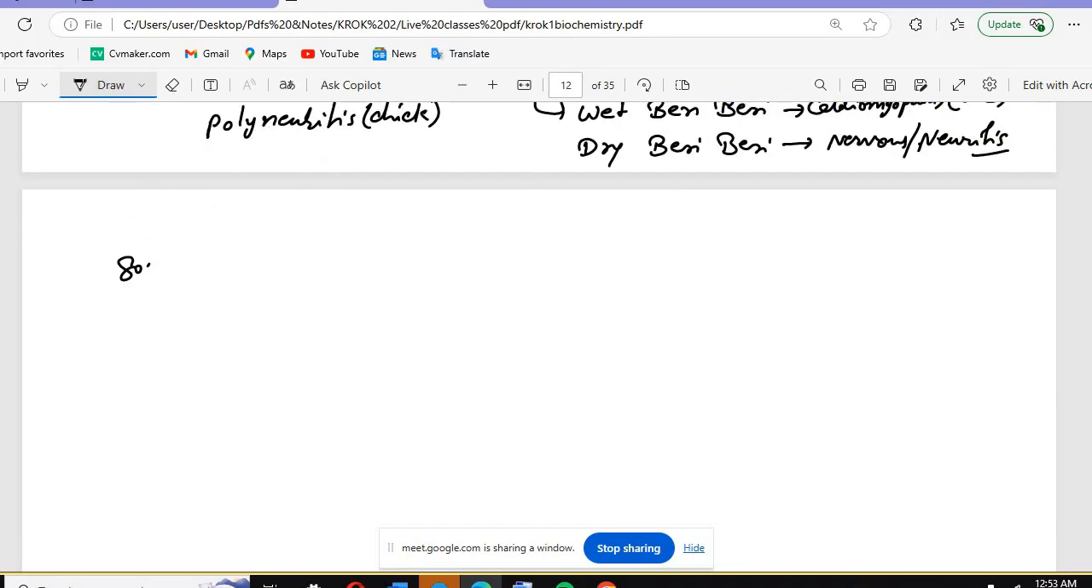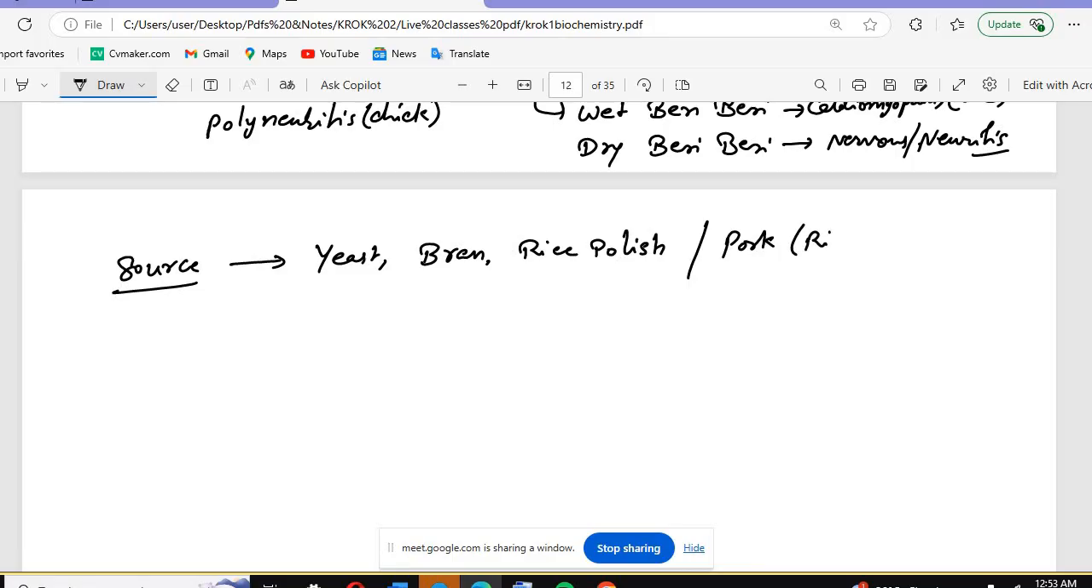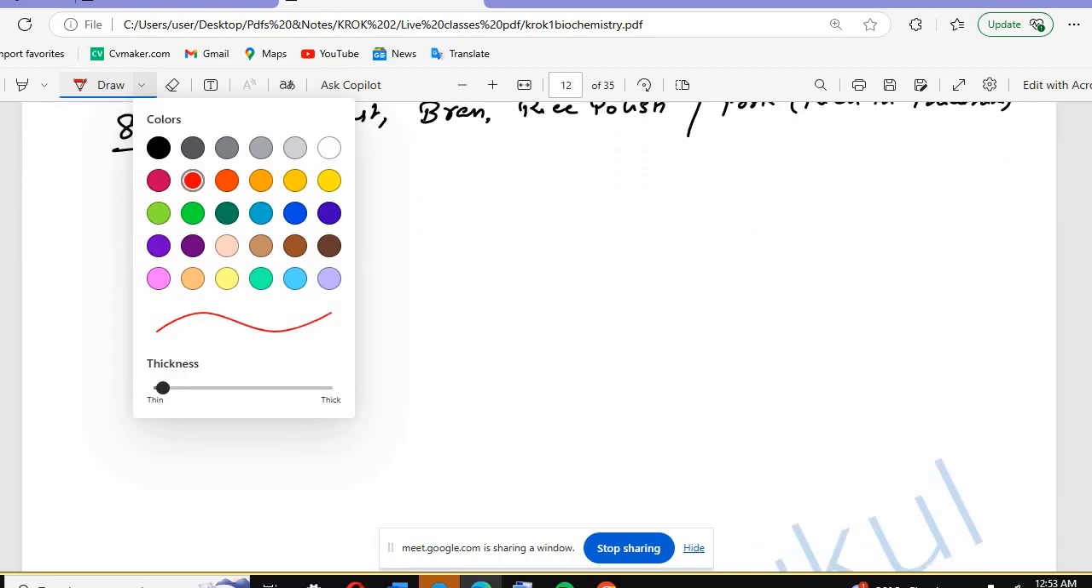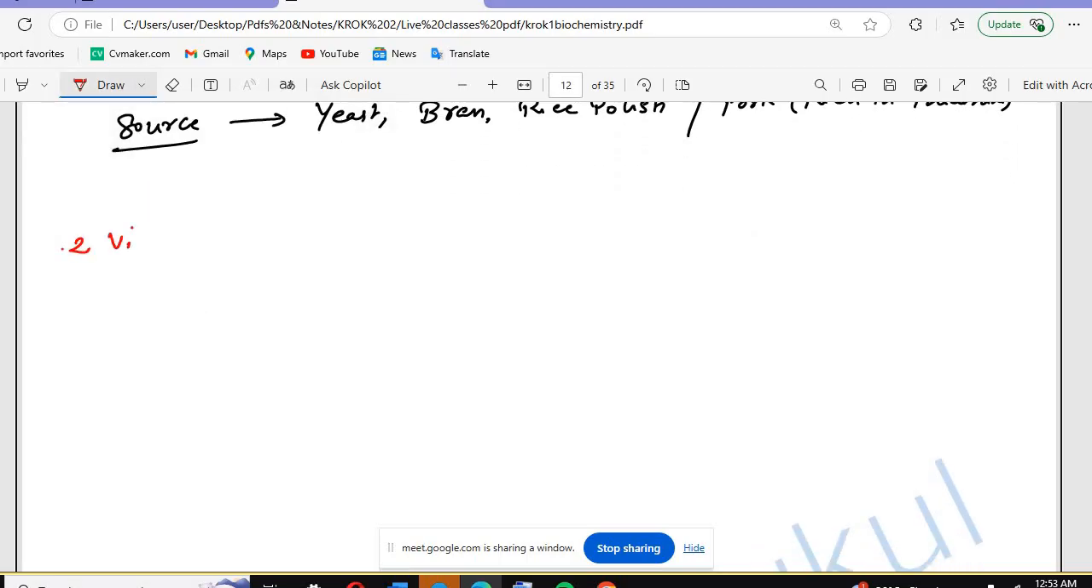Remember the source of vitamin B1: that is yeast, bran, rice polish, and pork. Pork is rich in thiamine. After vitamin B1, the next one is vitamin B2. Vitamin B2 is riboflavin.